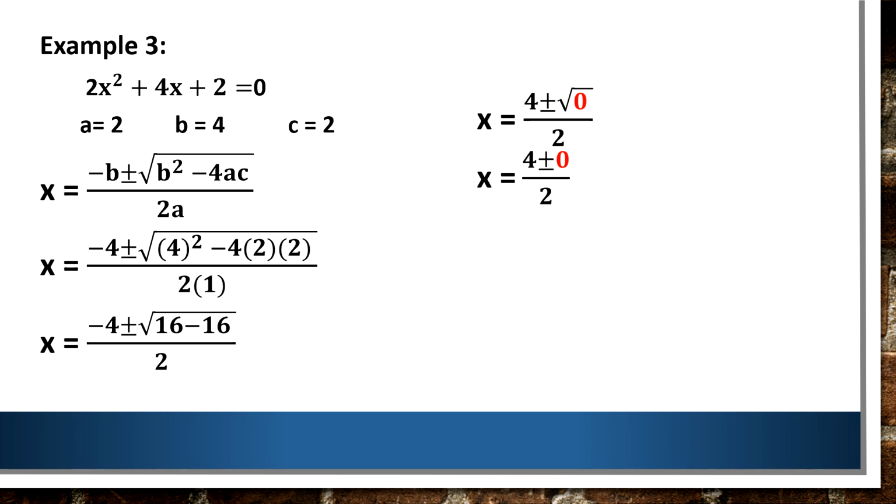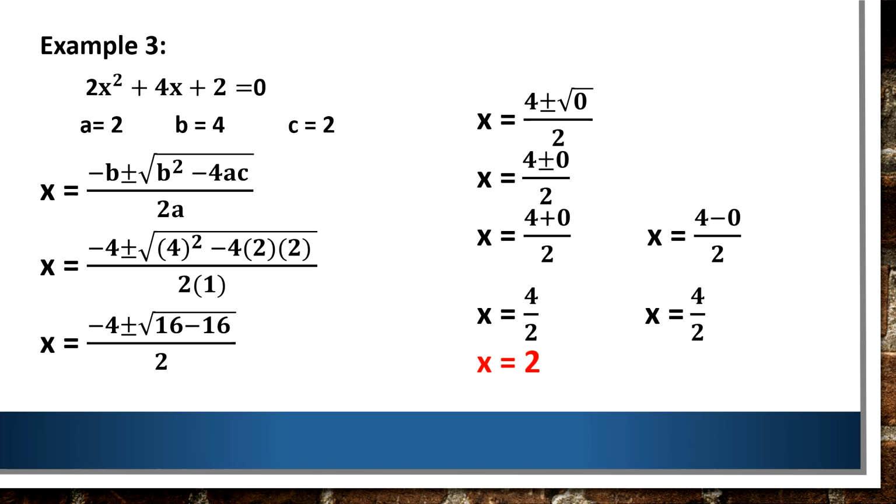Then let's perform the addition and subtraction. 4 plus 0 divided by 2. 4 plus 0, 4. Then divided by 2, 2. The next is, let's go to subtraction. 4 minus 0 divided by 2. 4 minus 0, 4. Divided by 2, 2. So the final answer is 2.